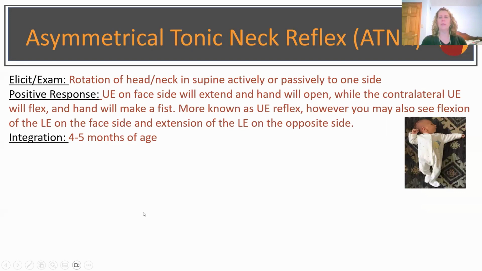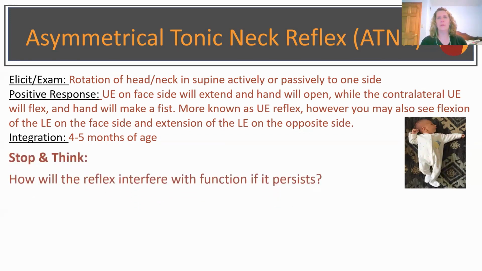So how do we elicit it? We rotate the head. We can do it actively or passively. The arm on the face side will extend, the arm on the skull side will bend. I don't have a hard time remembering this, but one student told me, the way I don't get confused is I remember somebody with a bow and arrow, an archer, because that's exactly what they look like. And that hand will make a fist on that side.